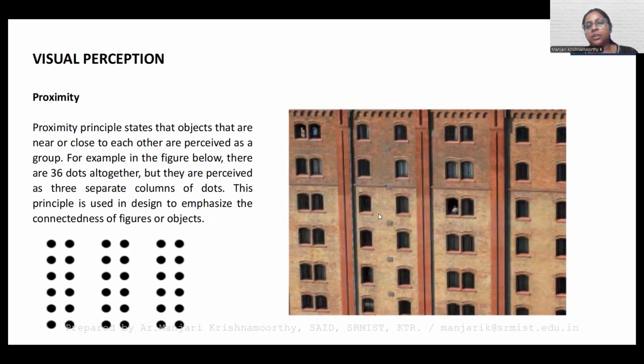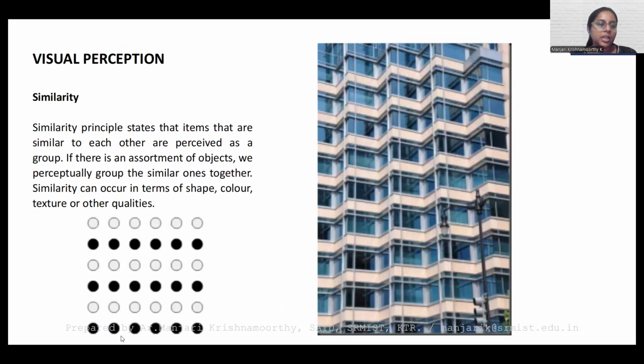Proximity. So here you can see there is some spacing between one window. Here you can see two windows lined up together. So that is helping us understand how we separate the dots, and also see there is some grouping of dots that have been done. Similarity. So, like you see, everything is similar to one another. The distortion is all similar.